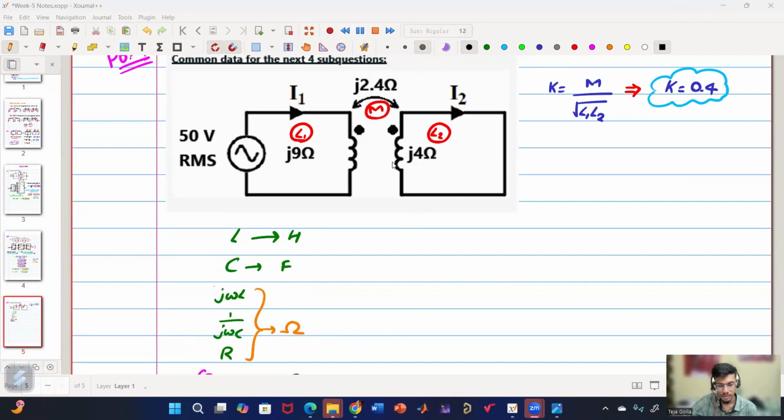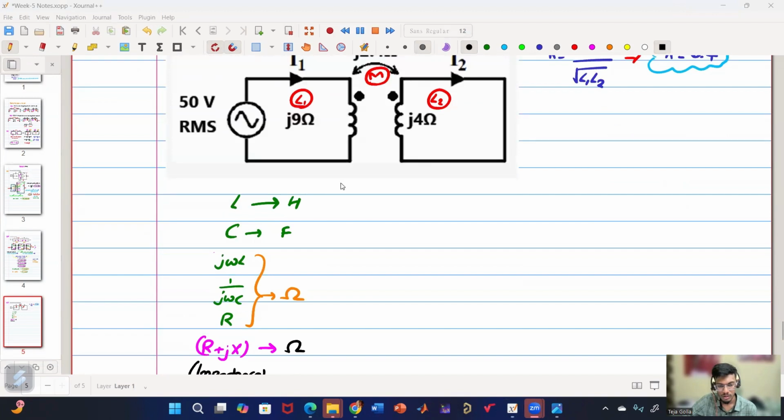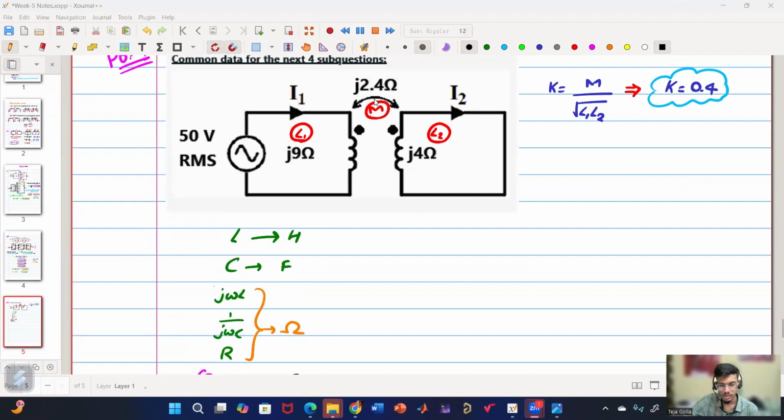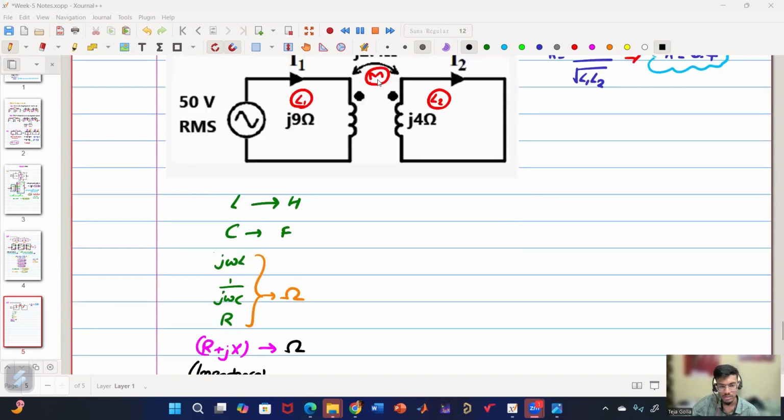Sorry, sir, this point I think is not clear. My point of view is that the value of L1 is 9 by omega, L2 is 4 by omega, and M is 2.4 by omega. So omega will be cancelled out. Yes, exactly, that is my point, sir. Got it. If that is your point, then it is fine, because even if I put omega, it's fine. You are right.